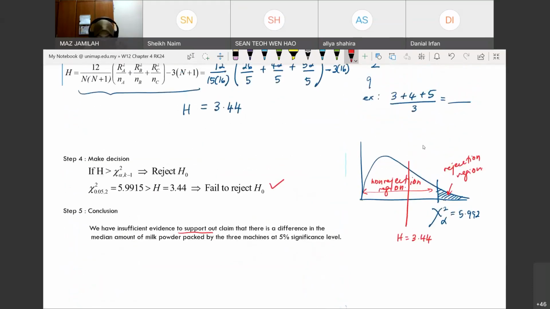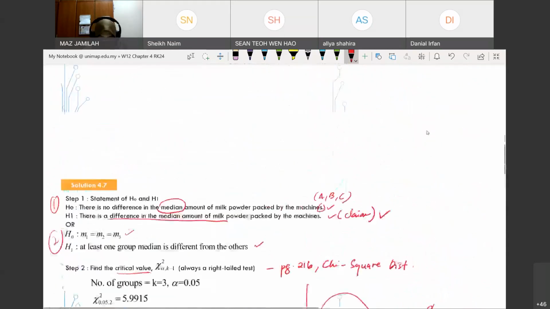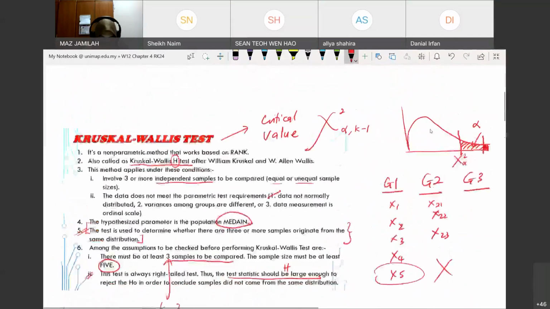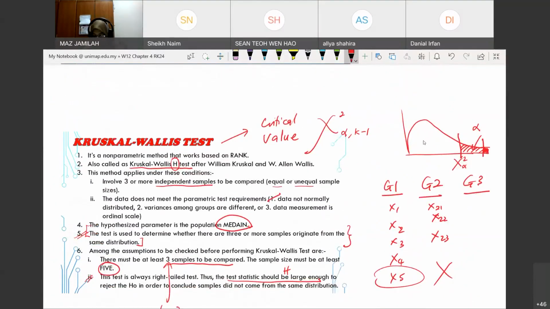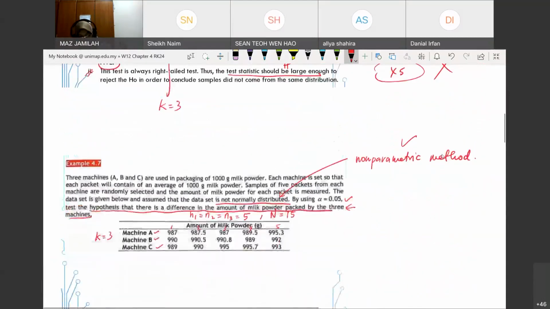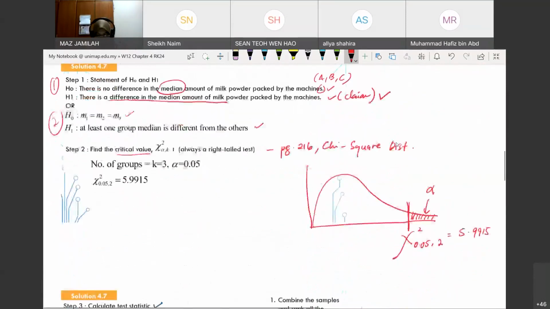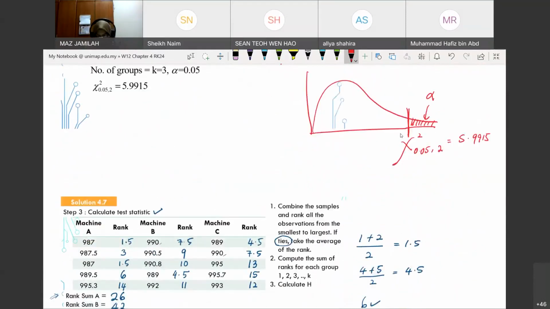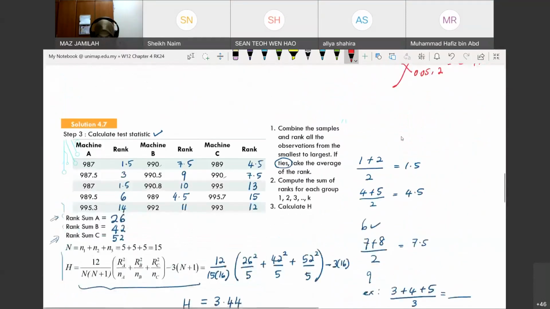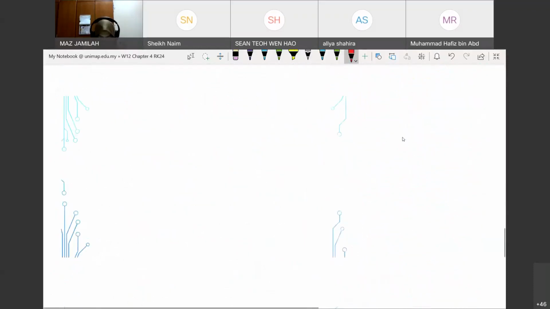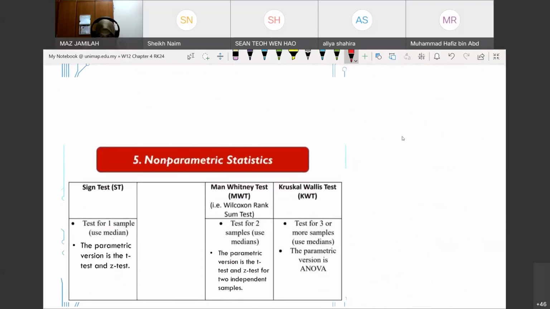Do you have any questions to ask regarding the last part of our chapter 4, the Kruskal-Wallis test? So far, no, Doctor. Okay. If you have no questions, let me conclude the non-parametric methods that we have covered in chapter 4 as well as in chapter 3.